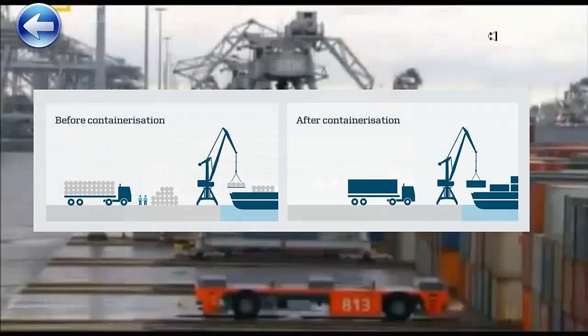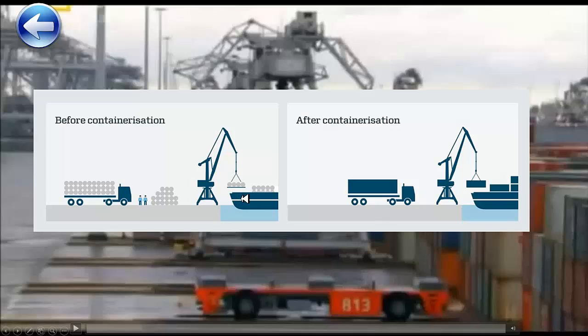In the days before containerization, you had trucks coming in with cargo, and it had to be unloaded off the trucks and then loaded onto the vessel or the crane. And then once it got off the crane, it had to be stowed on board the vessel. But now with containerization, the container goes right onto the truck, it's lifted right onto the crane, and the crane puts it right onto the ship in the right bay, tier, or row that it belongs.